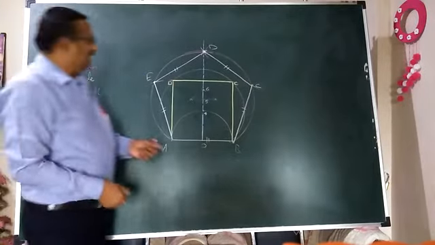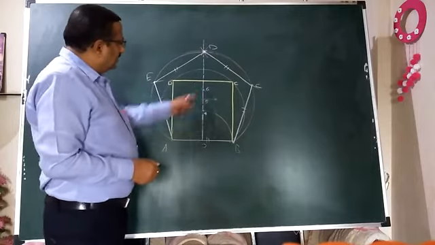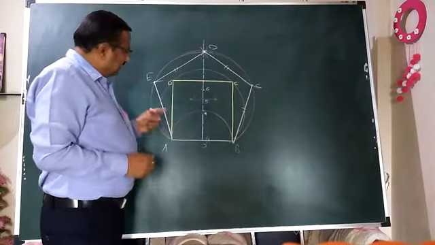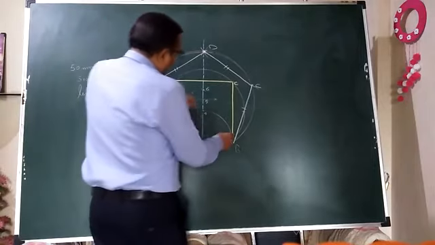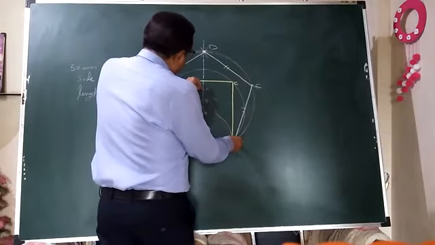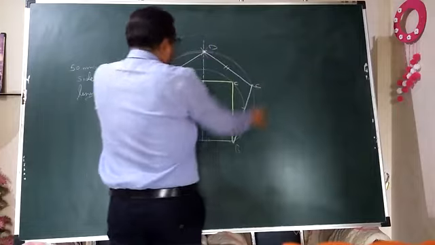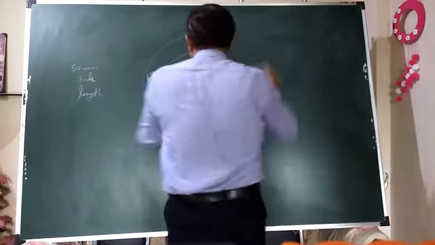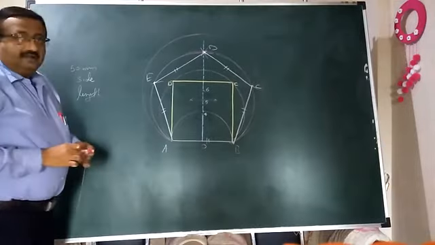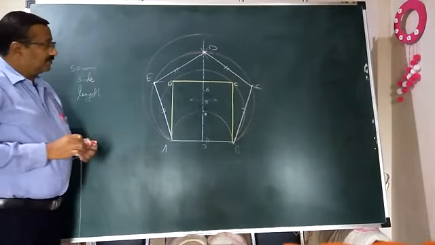Okay, the same will happen with 6 also. Means 6 as a center and 6A as a radius. When we construct one big circle, 6 as a center, 6B or 6A as a radius, when we construct in this way, we are going to get a 6 equal sided figure.